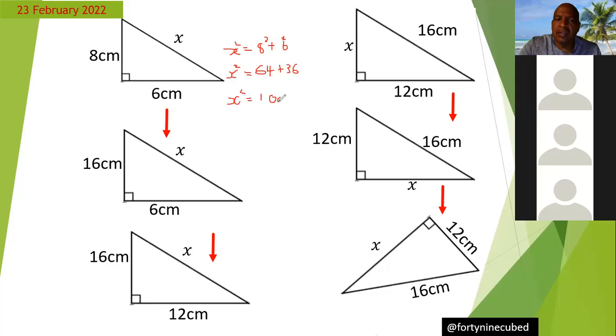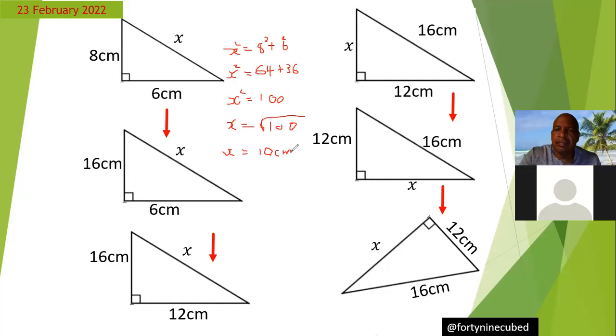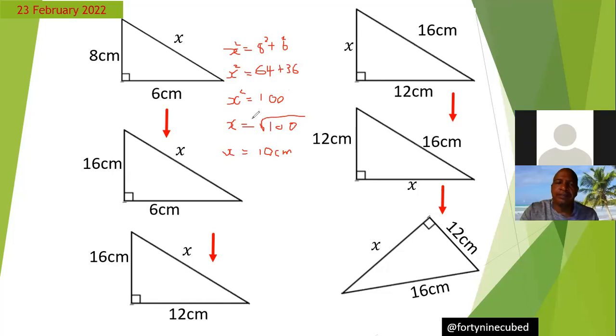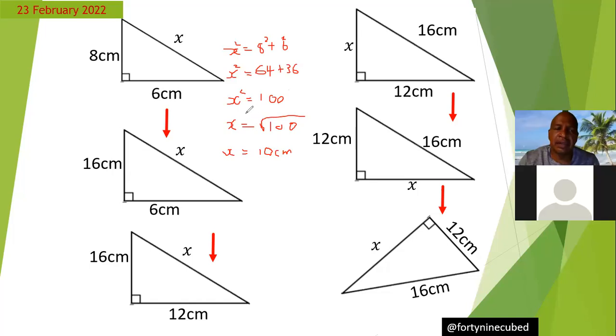So x squared is equal to 100, and so x is equal to the square root of 100. And the square root of 100 would be what? 10 centimeters. x equals 10 centimeters. All right, let me see the hands of those who got that first one correct. All right, good guys.